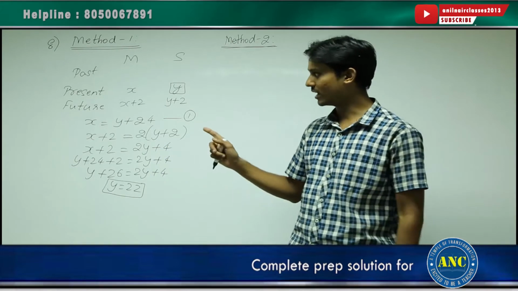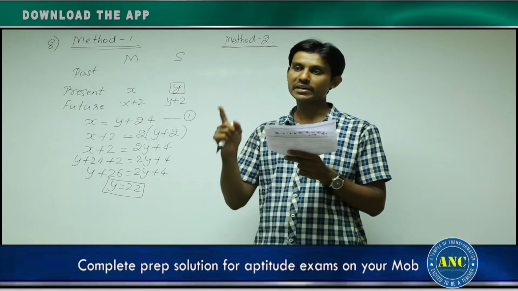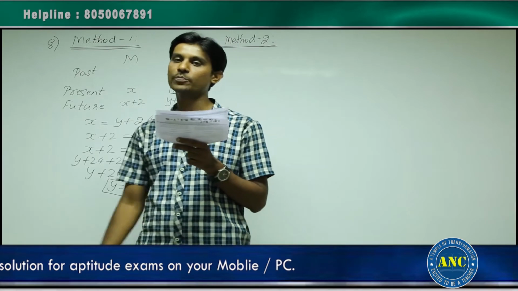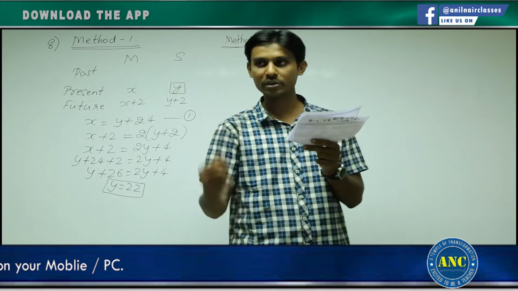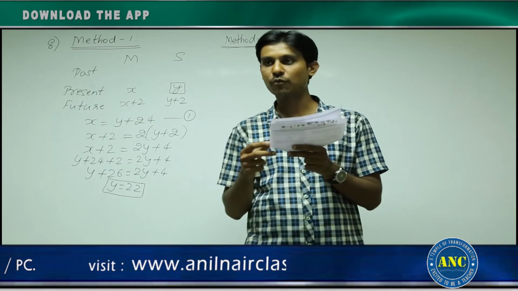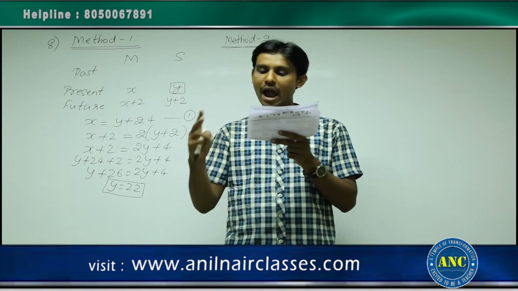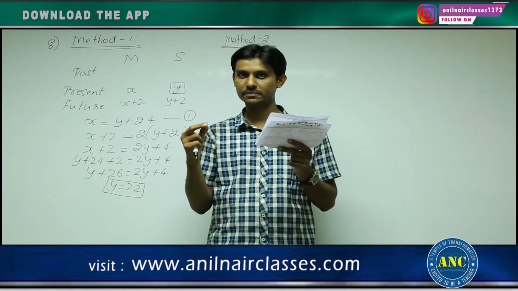Understood? If you observe, the answer is 22 years, which is the last option. Even though it is the last option and the correct one, with the first option you take 14 years, add 24 to get 38. It takes 1 second. Then add 2 and check whether they are twice of each other. 1 more second.